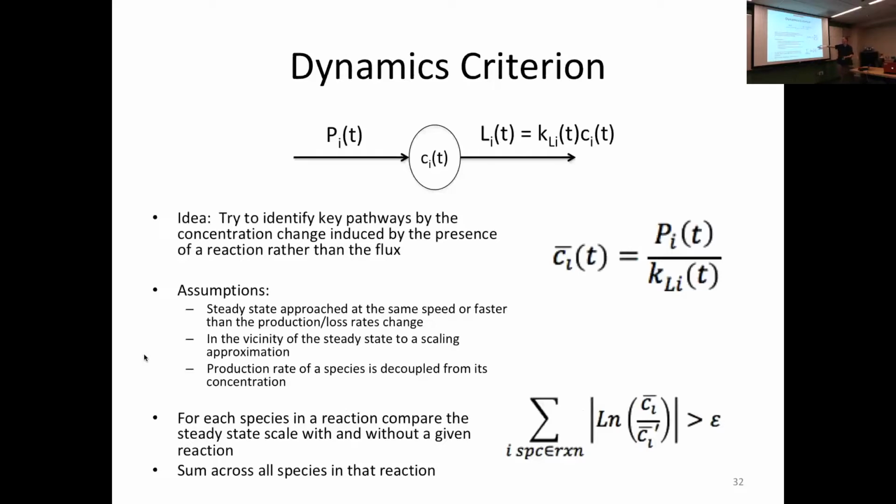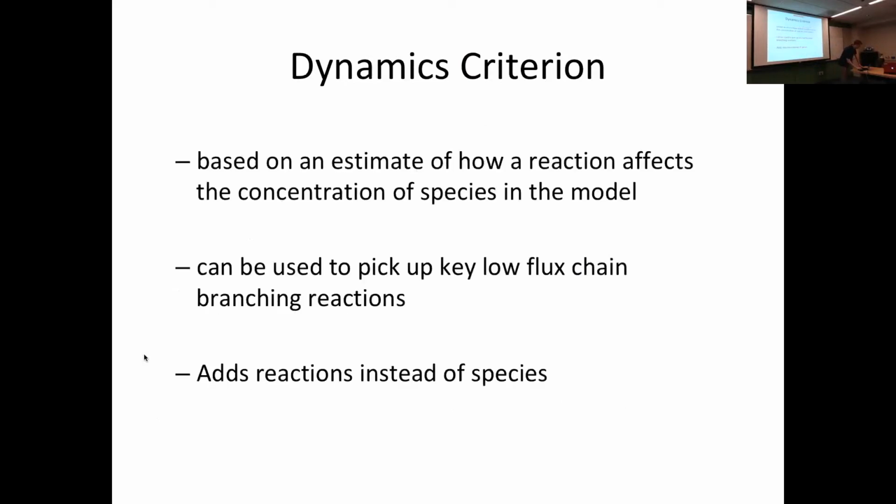But the general takeaway from this is that we get an expression that's a representation of how much a reaction will affect the steady state concentration of this species, over the current approximate steady state concentration. How much it will change this value when we add this reaction to the loss or the production. And also, unlike the rest of RMG, this adds reactions instead of species, which changes the dynamics a little bit.